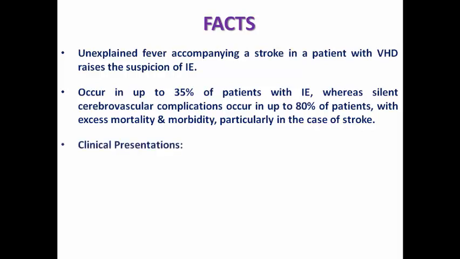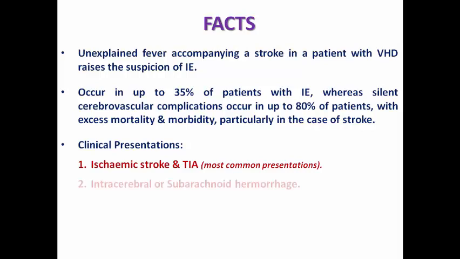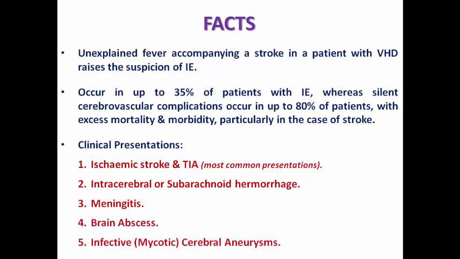mortality and morbidity. It may have a clinical presentation of ischemic stroke or TIA, which are the most common presentations for neurological complication, or sometimes intracerebral or subarachnoid hemorrhage due to rupture of mycotic aneurysm. Meningitis and brain abscess are recorded in literature but less common. But of course, one of the commonest complications are the infective or mycotic cerebral aneurysm resulting from embolization into the vasa vasorum of the arterial wall, so weakening the wall at this part that may rupture, resulting in subarachnoid hemorrhage.